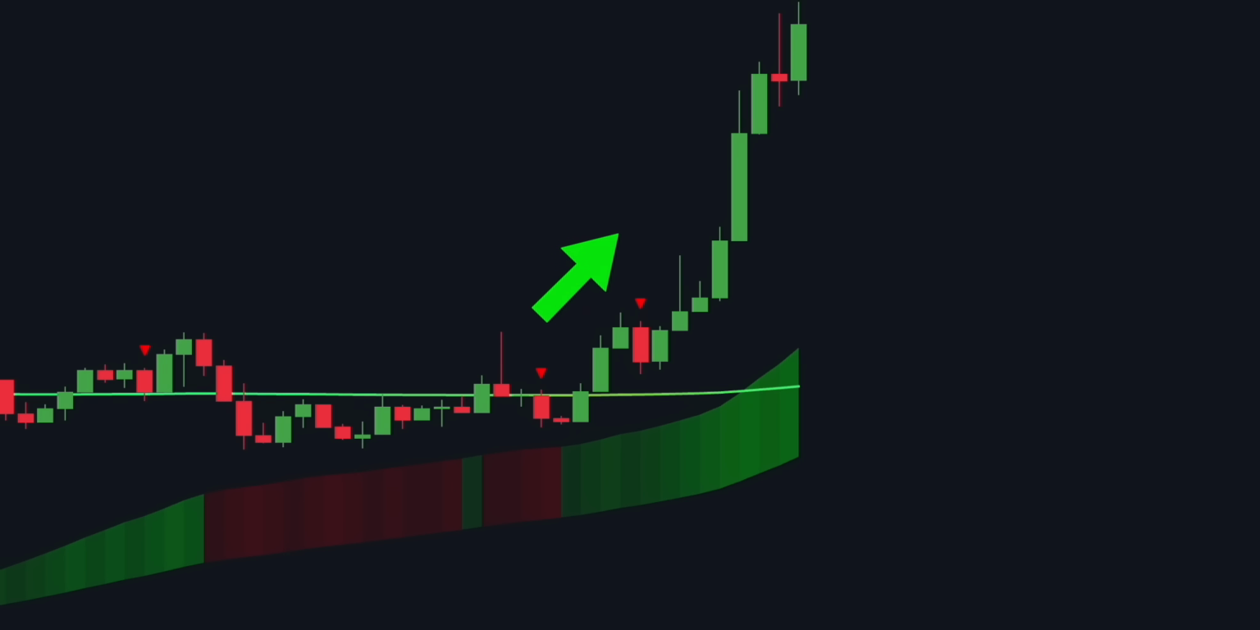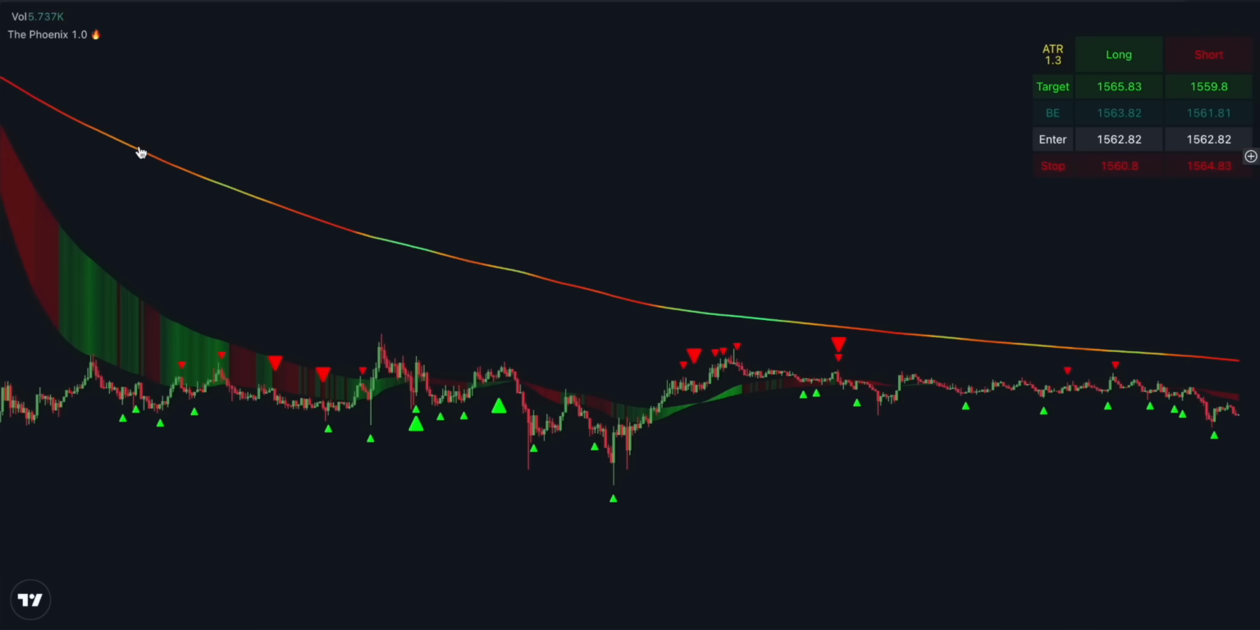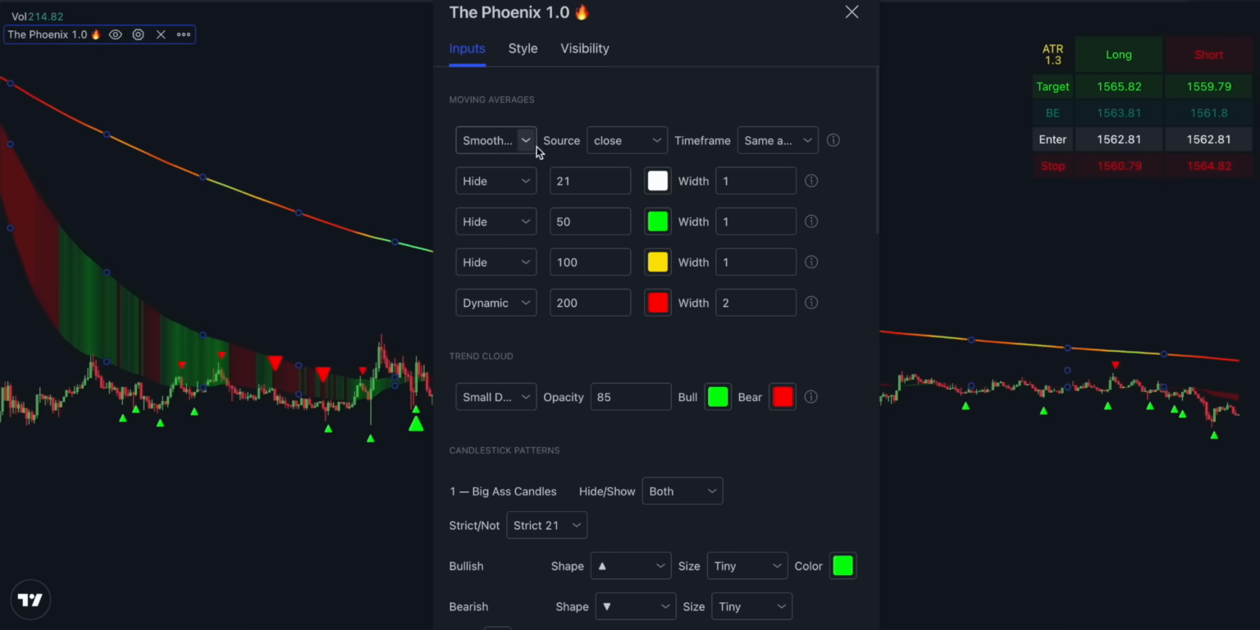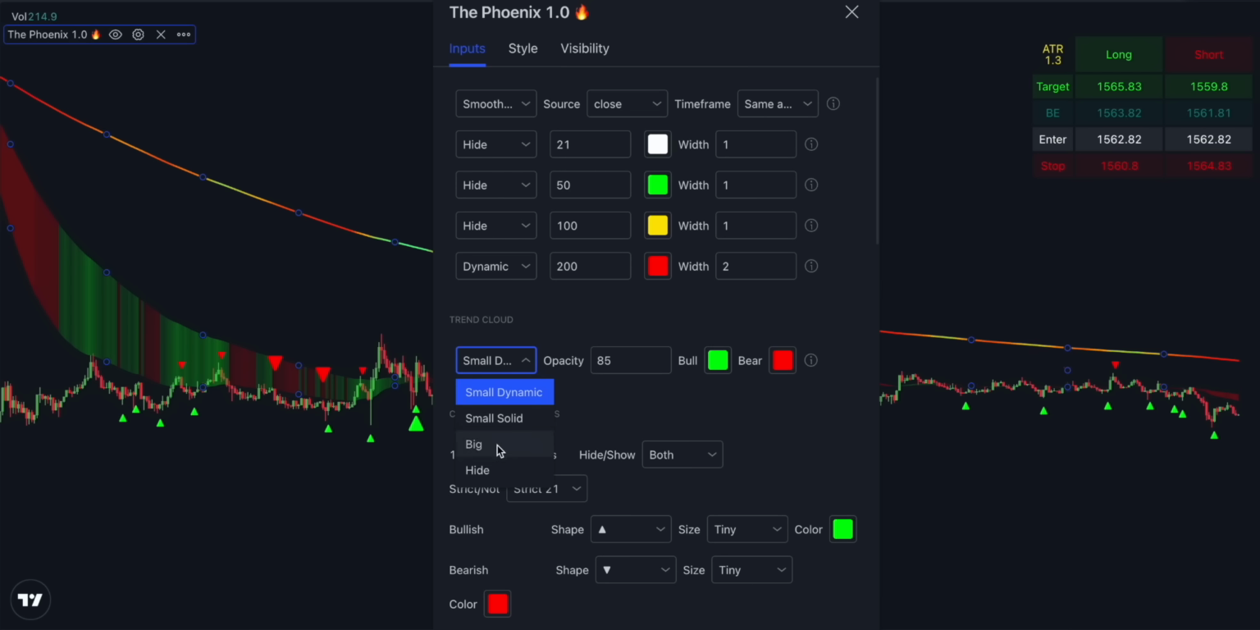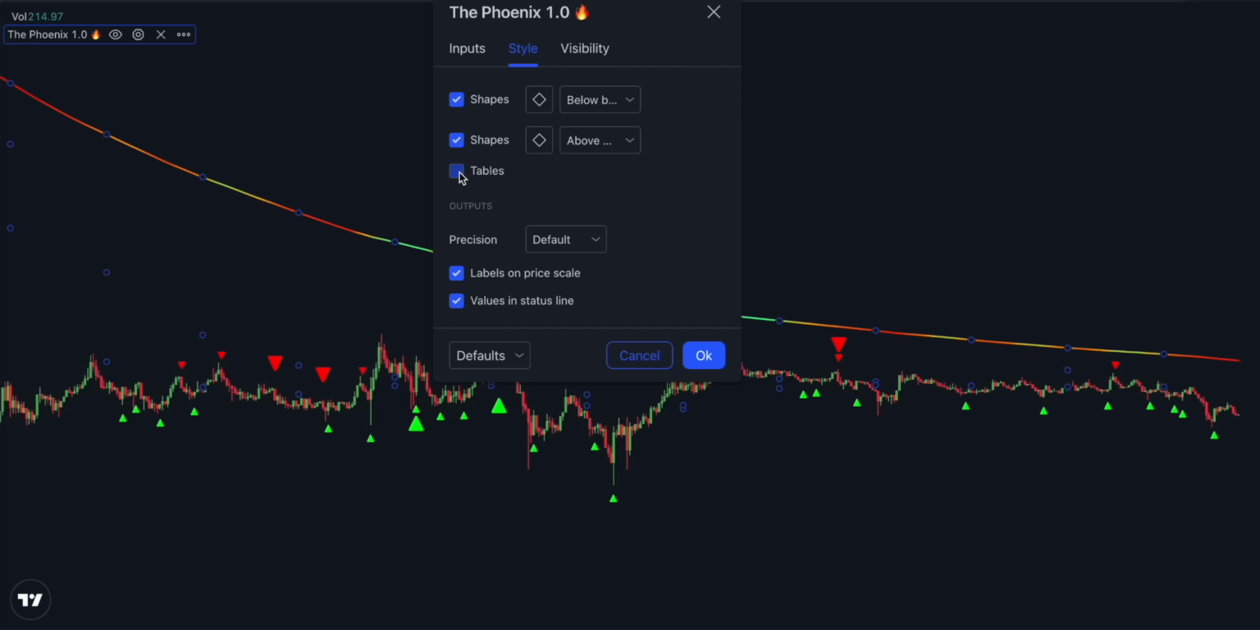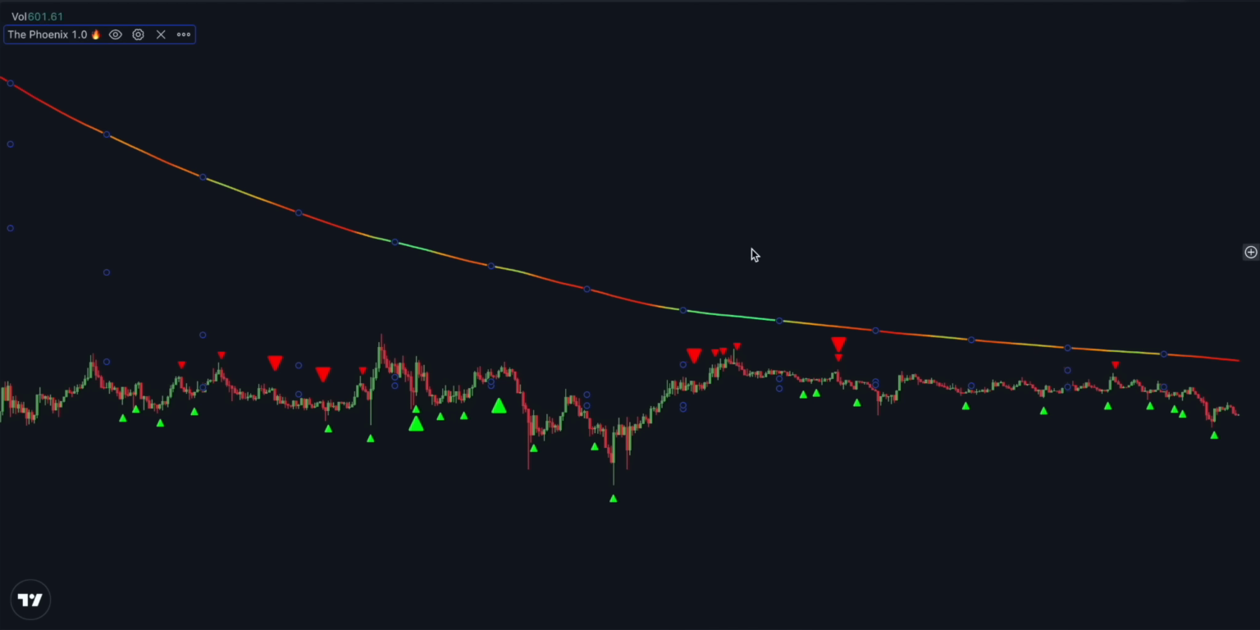When the cloud is green and the price is moving above it, this is a signal of an uptrend. We will not use the trend cloud in our strategy, so let's open the indicator inputs and hide it. We also need to hide the table. Instead of the trend cloud, we will use an alternative indicator, which is called the Kirill channel.